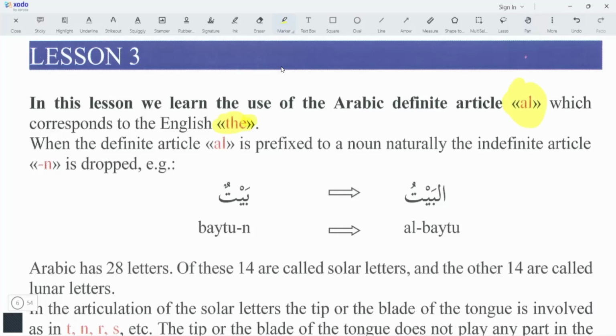When the definite article al is prefixed to a noun, naturally the indefinite article, the tanween, is dropped. Its tanween will drop when we prefix alif and lam to the indefinite noun.